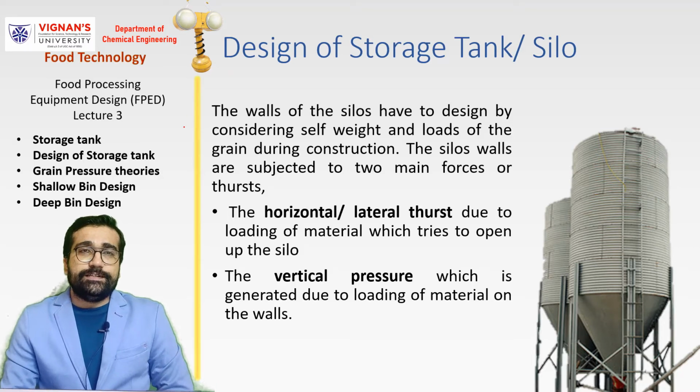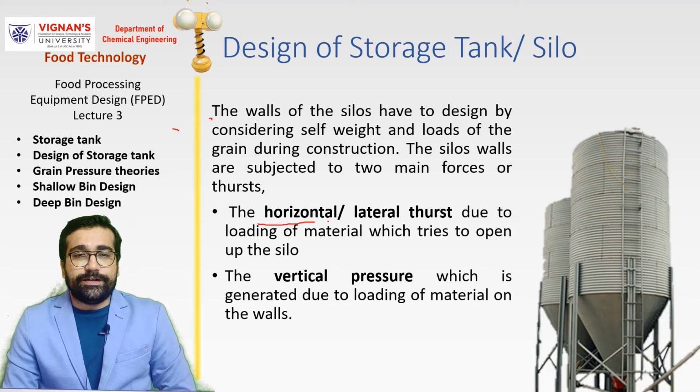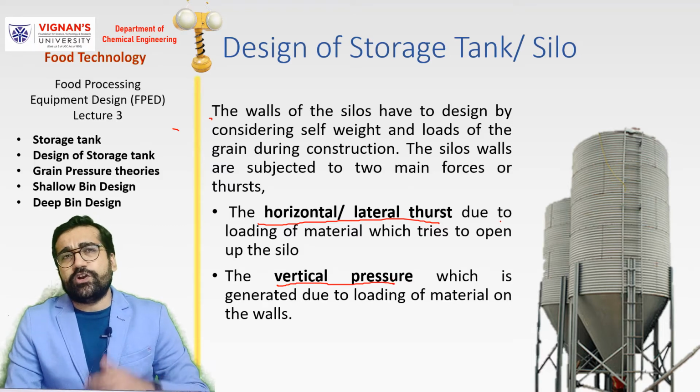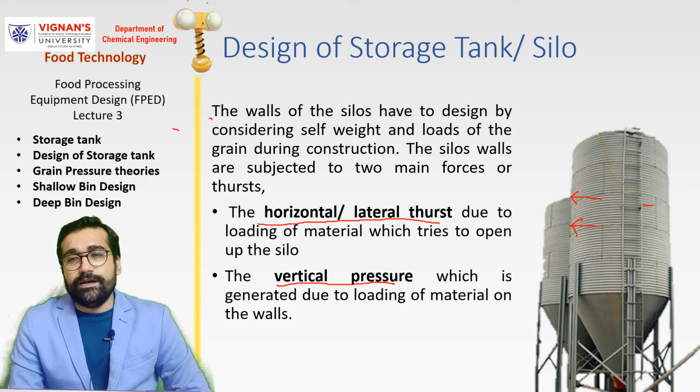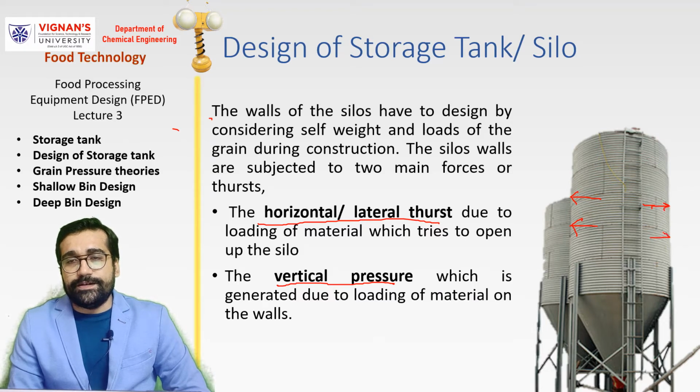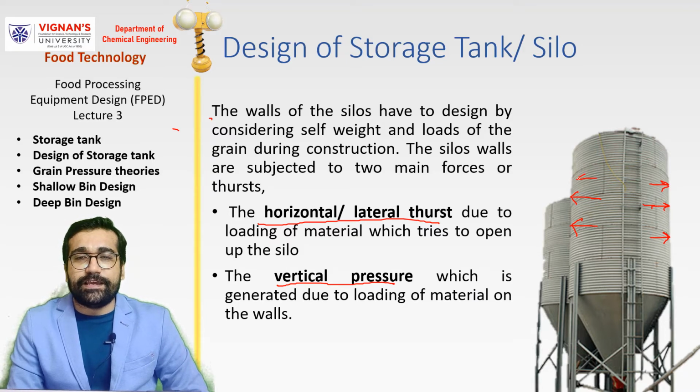The first one is horizontal or lateral thrust, or horizontal or lateral pressure. The second one is vertical pressure. What do we mean by horizontal or lateral pressure? It is the pressure exerted by the grains when they are filled inside the silo, acting in this opposite direction on the walls of the silo. So the silo will fail in this direction. This is known as lateral pressure, denoted by PL.